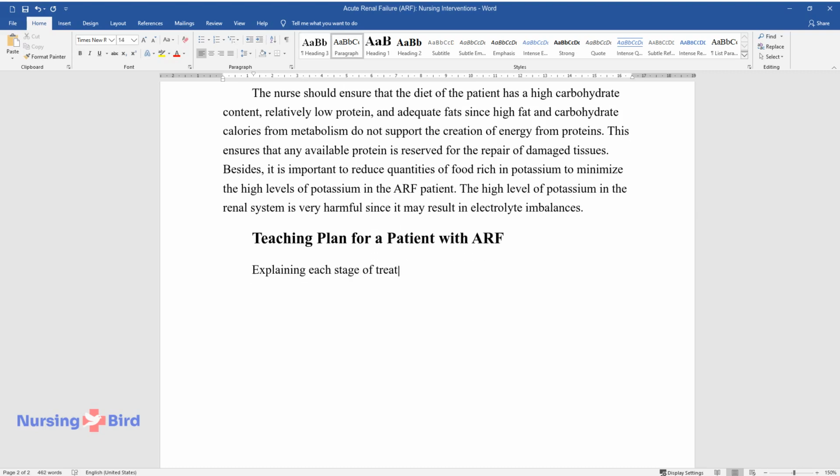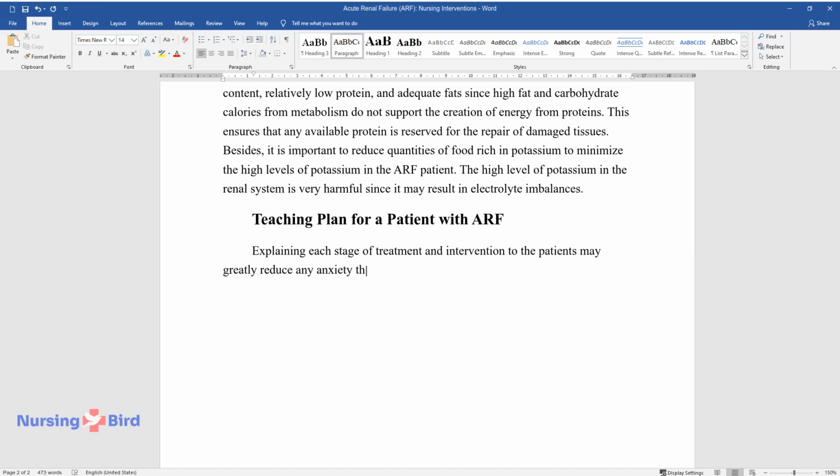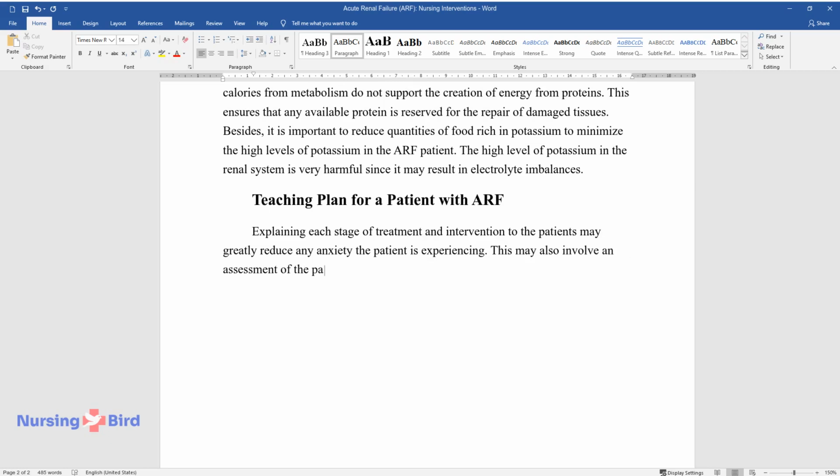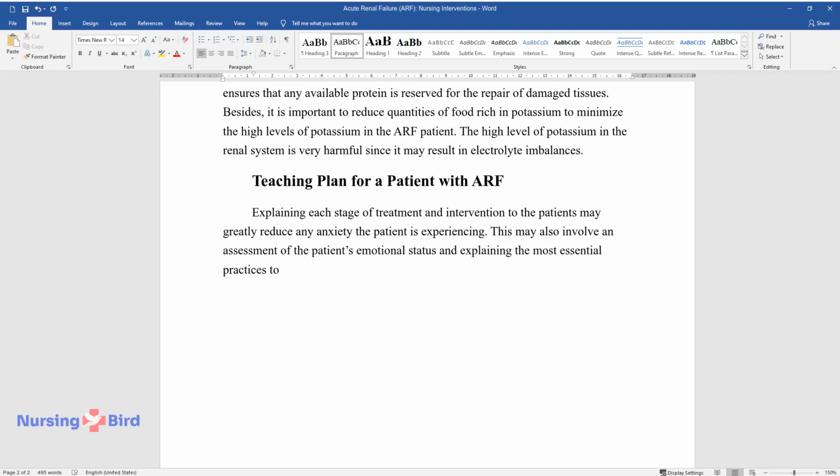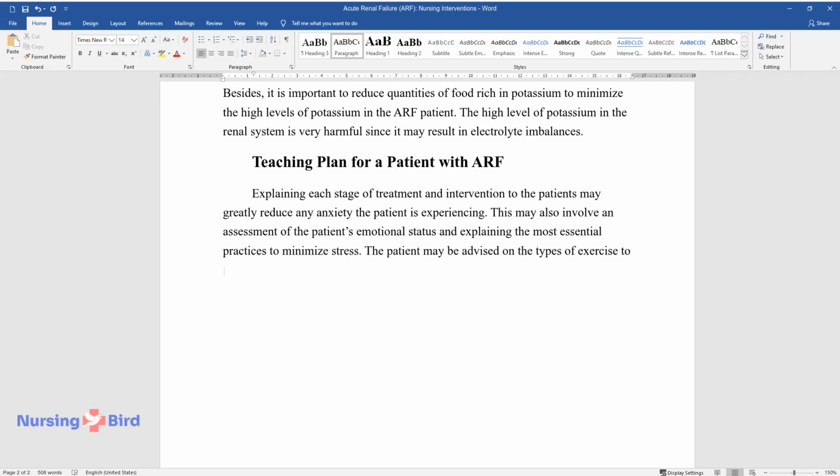Explaining each stage of treatment and intervention to the patients may greatly reduce any anxiety the patient is experiencing. This may also involve an assessment of the patient's emotional status and explaining the most essential practices to minimize stress. The patient may be advised on the types of exercise to do and the frequency of each exercise.